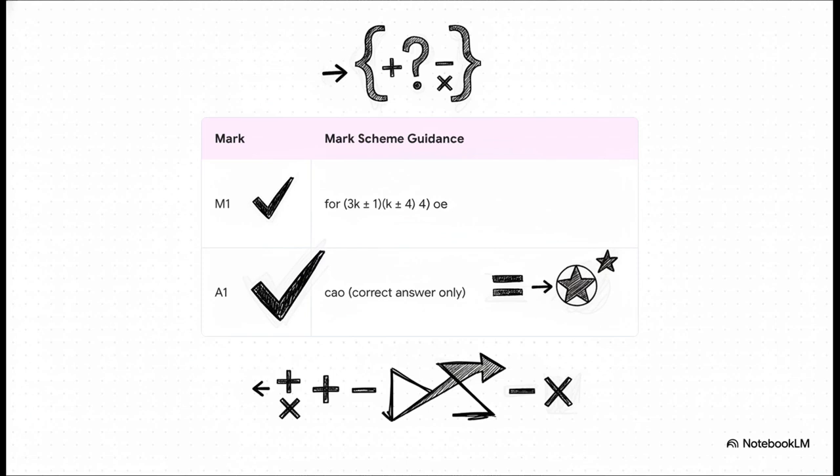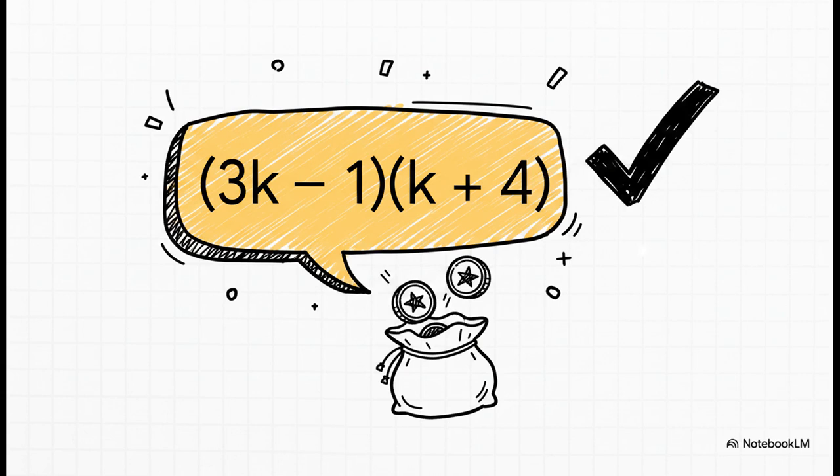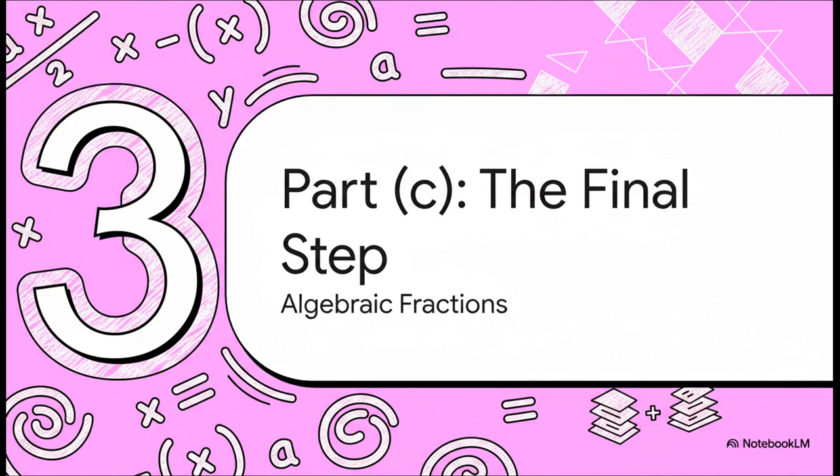That little CAO they write means correct answer only. No partial credit for that one. And that perfect answer is 3k minus 1 times k plus 4. Boom! 2 more marks secured. We're on a roll. All right, we've banked 3 marks.